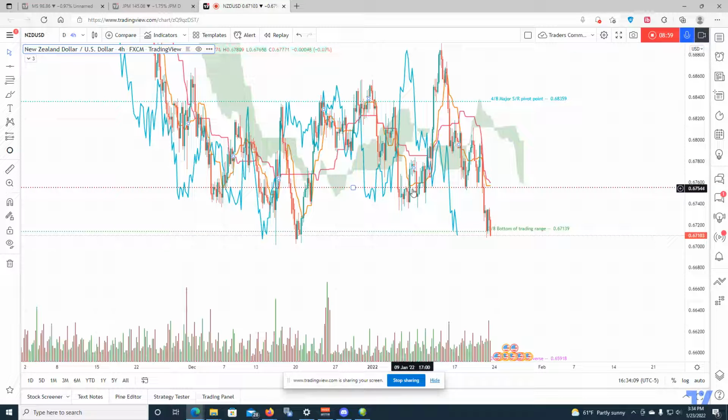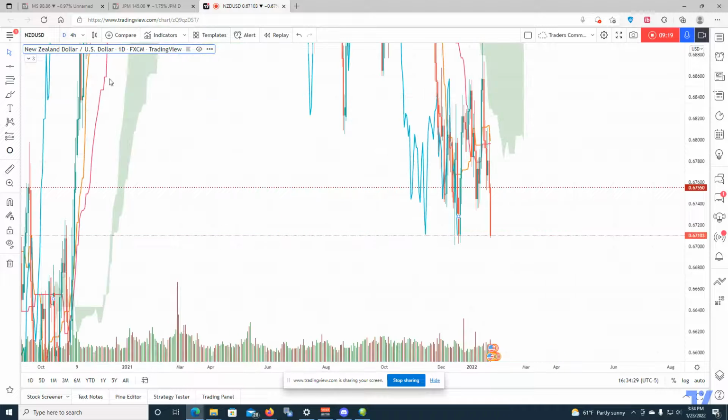You got that little head and shoulders we saw in the Aussie: left, head, right. And you saw that test of the cloud. That was perfect, that twist. And then we broke there. You got a kiss of death forming right here, which gave you from 67.70, so that's like 70 pips, sorry. Wrong market. You can see I'm mainly a futures person.